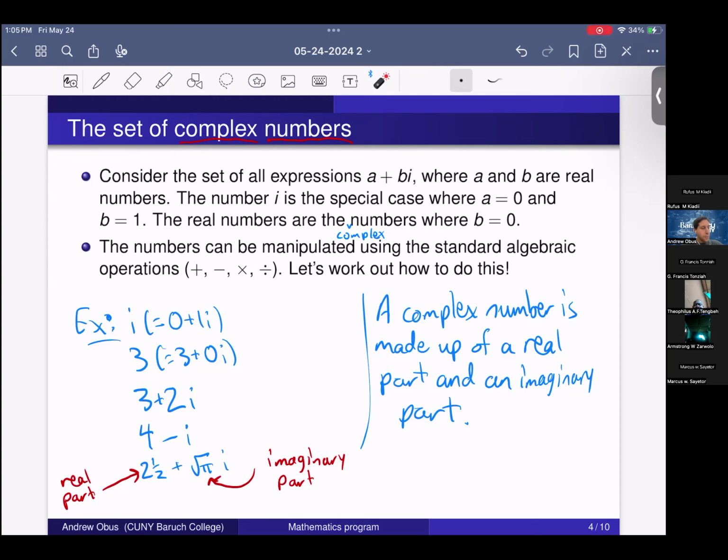But for now, what we see is that a complex number is just everything that has a real part and an imaginary part. So you have some real number, and then you add some other real number times i.